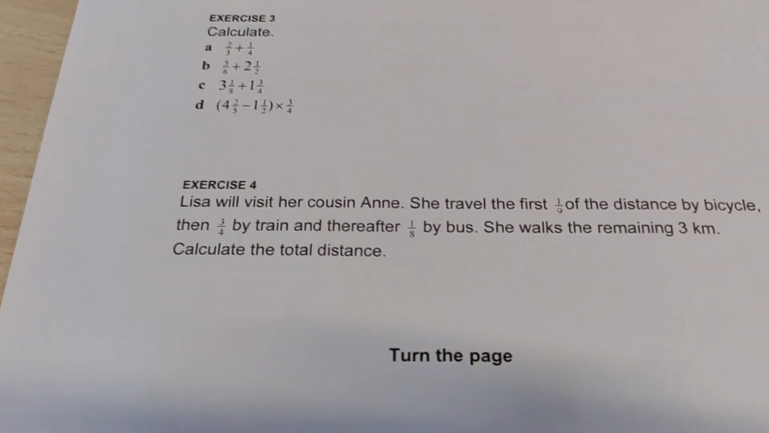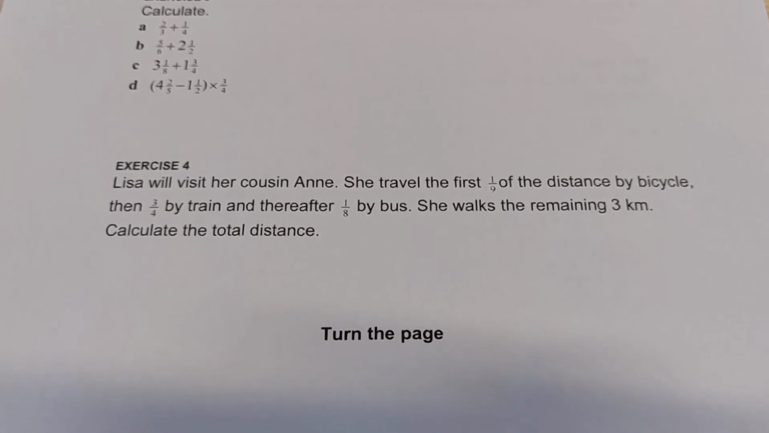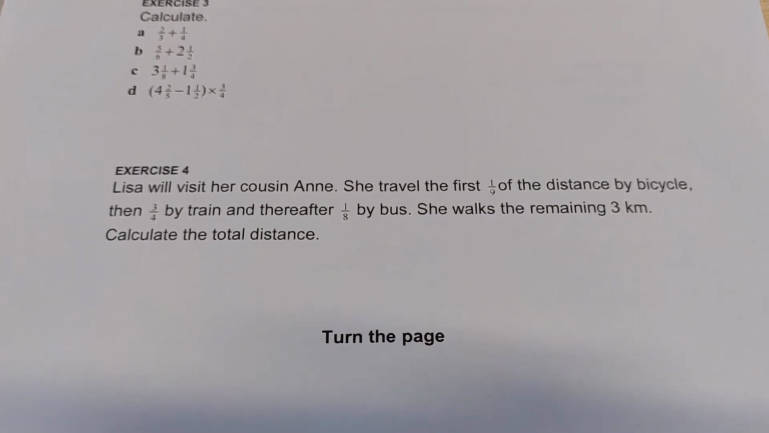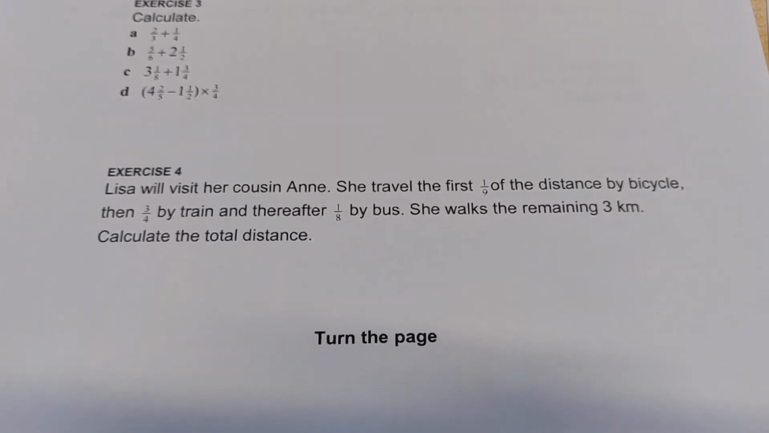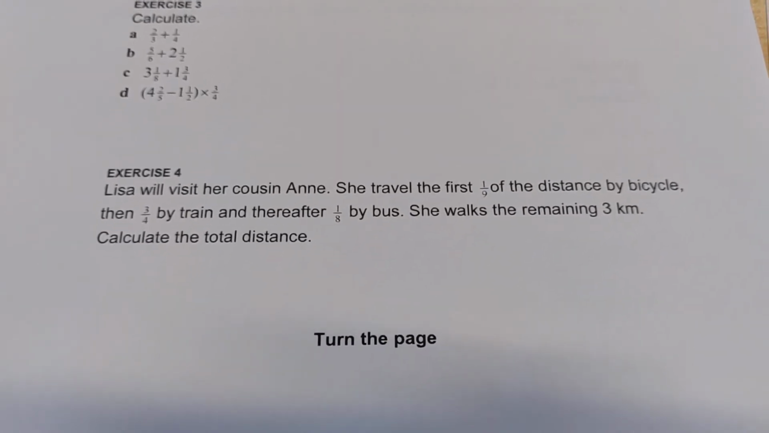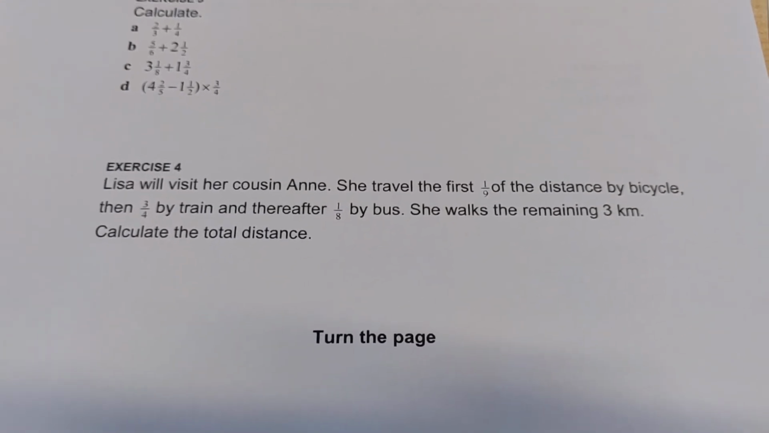The question 4 says, Lisa will visit her cousin Anne. She travels the first 1/9 of the distance by bicycle. Then she does 3/4 by train, and thereafter 1/8 by bus. And then she walks the remaining distance, which is 3 kilometers. Right? Calculate the total distance.